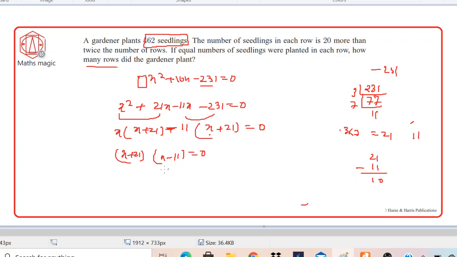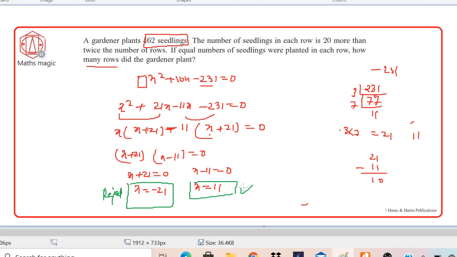Now you can apply the null factor law. So x plus 21 is equal to 0 and x minus 11 is equal to 0. Therefore you get x is equal to minus 21 and x is equal to 11. Now we are talking about the number of rows, so we cannot have a negative value, so we will reject this value because it's not possible. So our final answer is x is equal to 11.